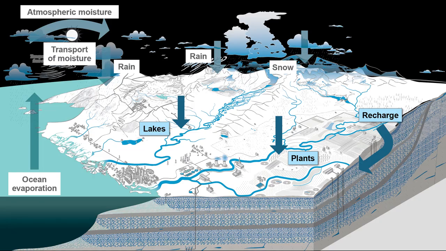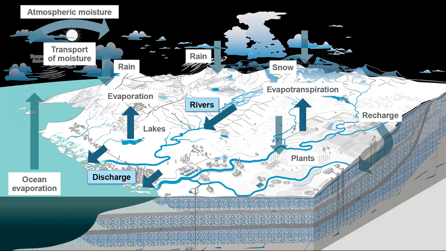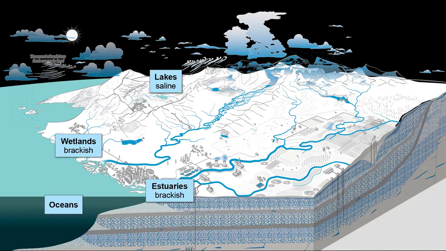recharge the groundwater. This water can return to the atmosphere through evaporation from bodies of water and transpiration through plants. Eventually, the water flows into streams and rivers, which flow back into the oceans, and the cycle repeats. Liquid water is stored in places called pools.